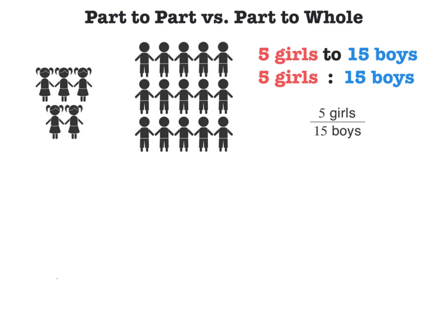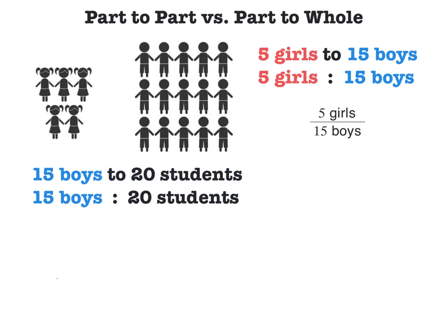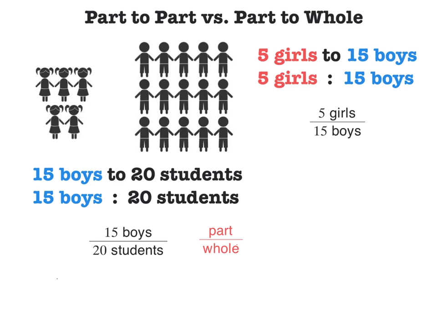If I'm thinking about the boys to the whole class, I could say I have 15 boys to 20 students. I could also write this as 15 boys colon 20 students. And lastly, we could write it as a fraction or a division problem. The 15 boys to 20 students actually represents a true fraction because it does represent a part to a whole. Why don't you pause the video and try to write the ratio for girls to the whole class?